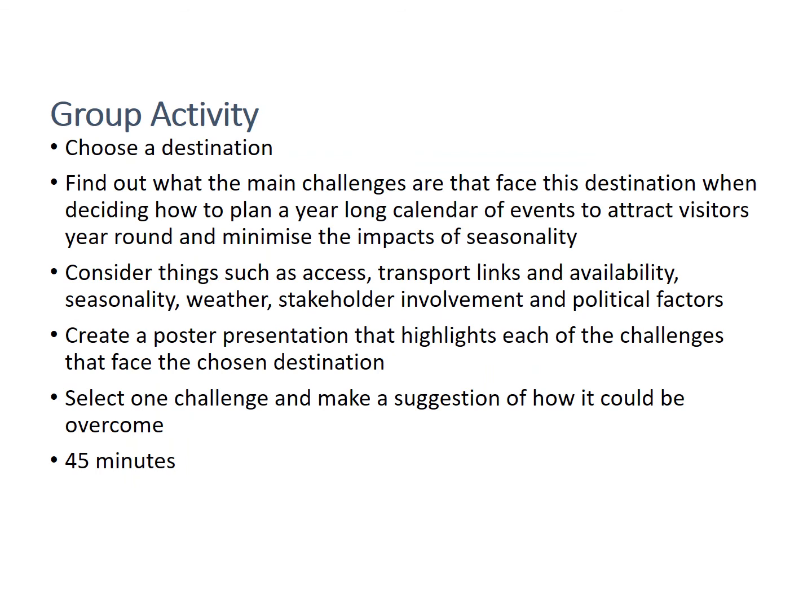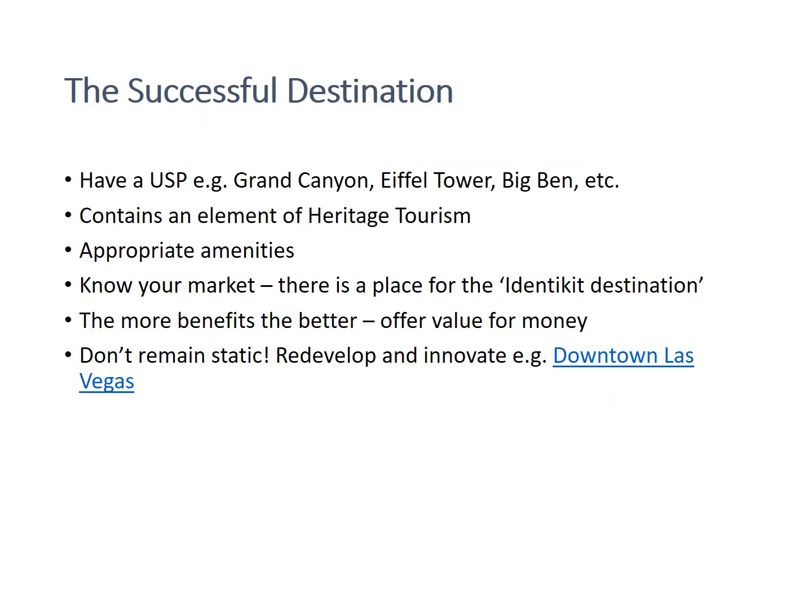So we're not going to do this group activity. The successful destination should have a USP, a unique selling point: Grand Canyon, Eiffel Tower, Big Ben, containing an element of heritage tourism, with appropriate amenities there. Know your market; there is a place for the identity kit destination, the more benefits the better, offer value for money. You mustn't remain static; you must redevelop and innovate and invest, and then market and try to target those people who you want to come to your destination.